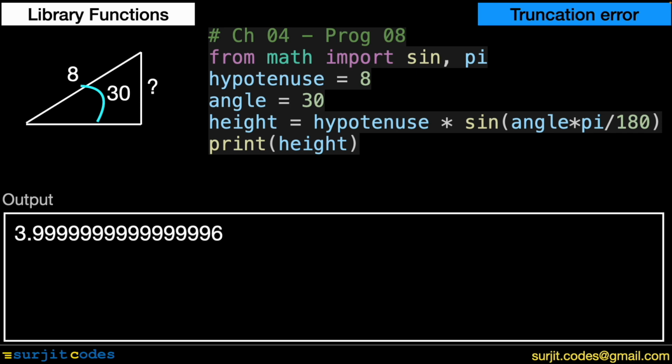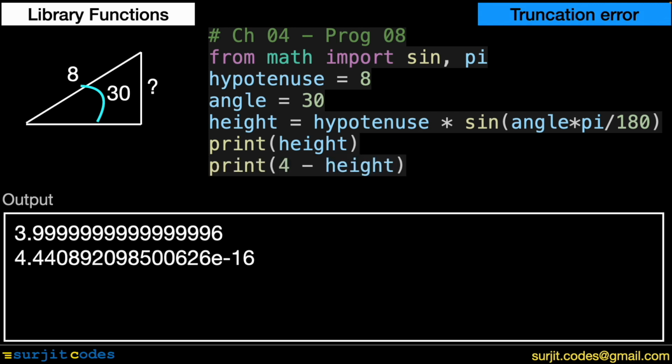We expect the result to be 4, but Python gives slightly less value because floating point numbers cannot go beyond 16th significant place of decimal. In this case, the error is 4 point something into 10 to power minus 16. Surely this is negligible. Such truncation errors are common in floating point calculations, but they are almost always negligible.